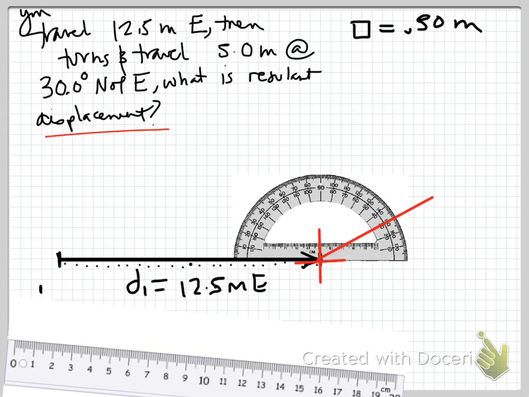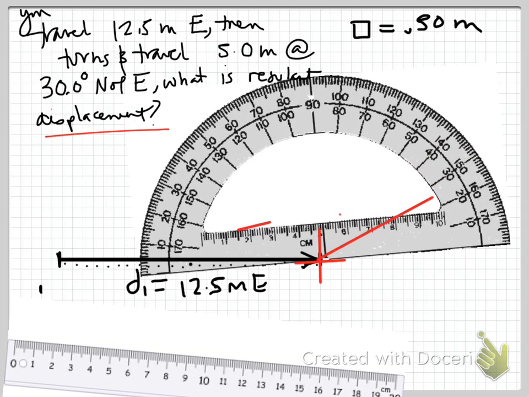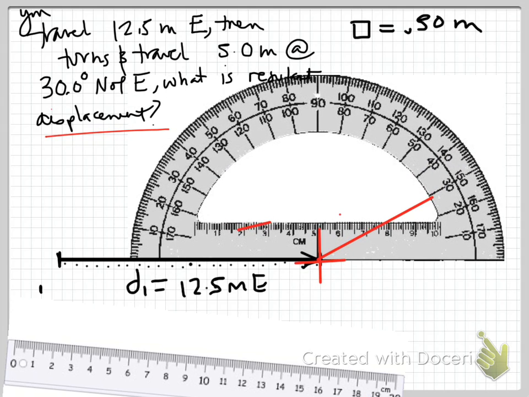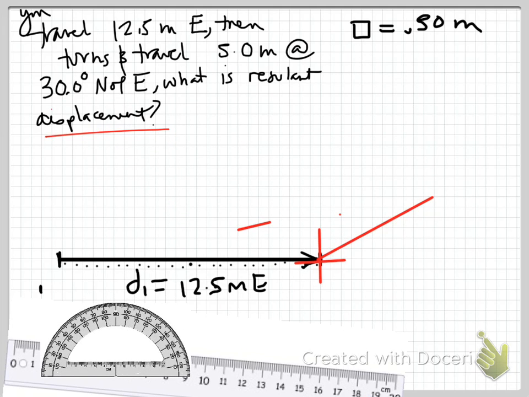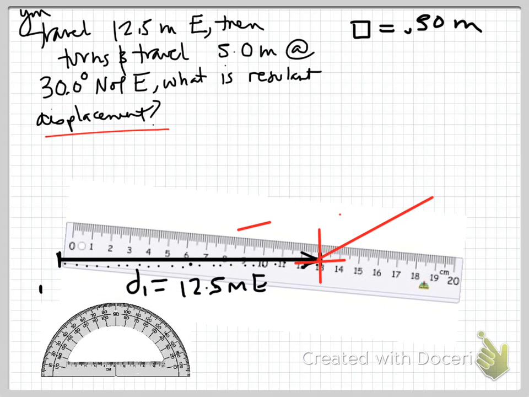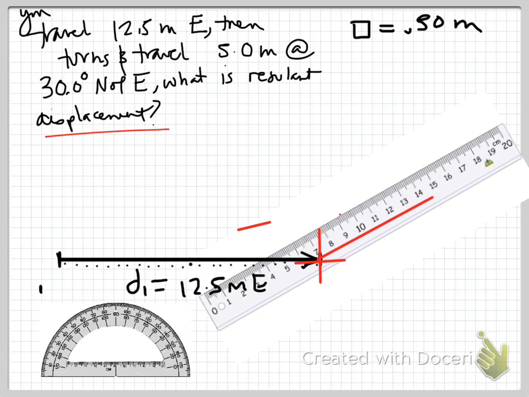Okay. Now, here's the tricky part, because I can't count squares to get a 5-meter line, geometry being what it is. So I know that that's 30. Let me double check something here. Scaling shouldn't change that. Okay. Let's get that out of the way. I'm going to need the ruler, and I tried really hard to get this transparent. I think I can do it this way.